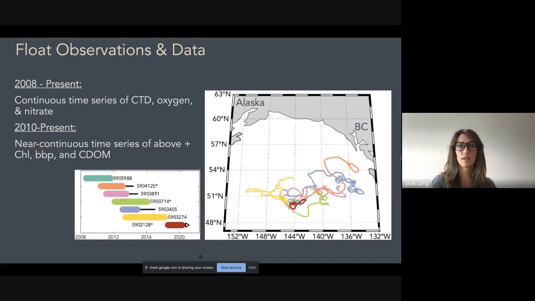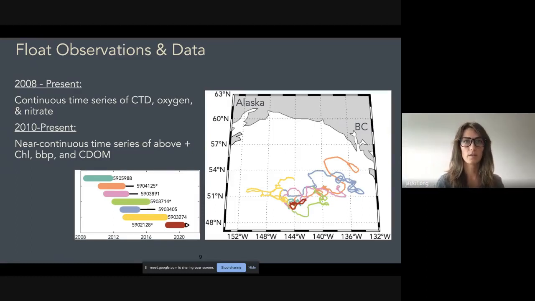So since then, since 2008, we've had a continuous time series of these variables in this region from all these floats shown here. These are also the float paths shown in the map. And then since 2010 to present, we've had a near continuous time series of those above variables with the addition of chlorophyll, backscatter, and CDOM.